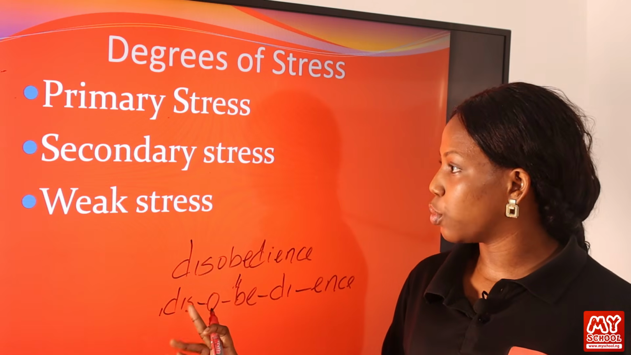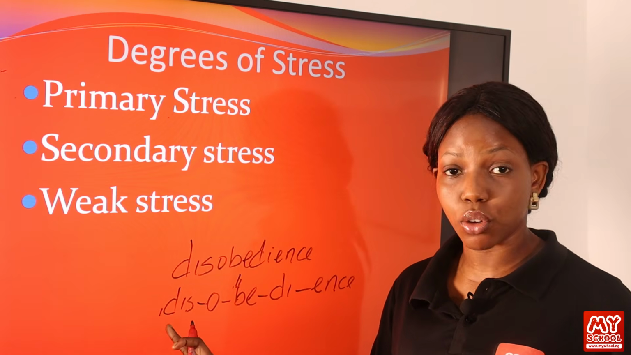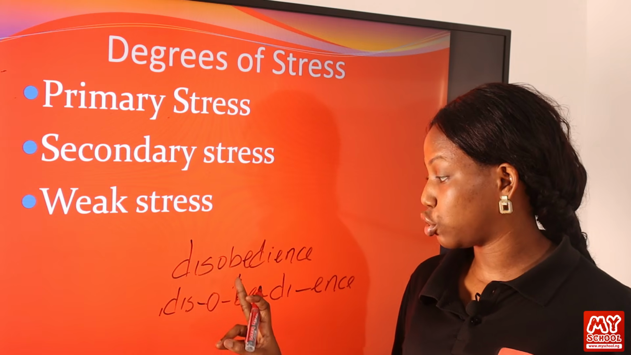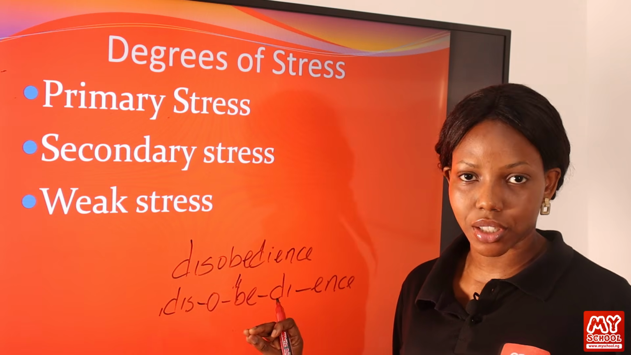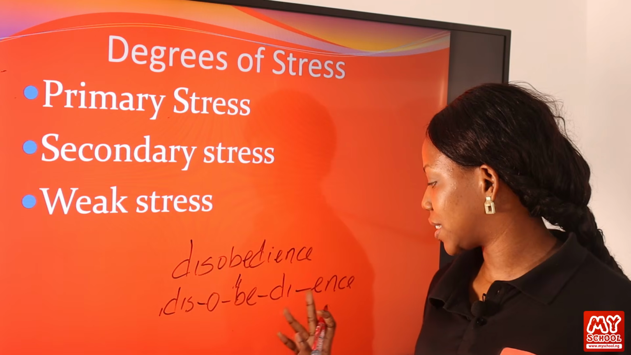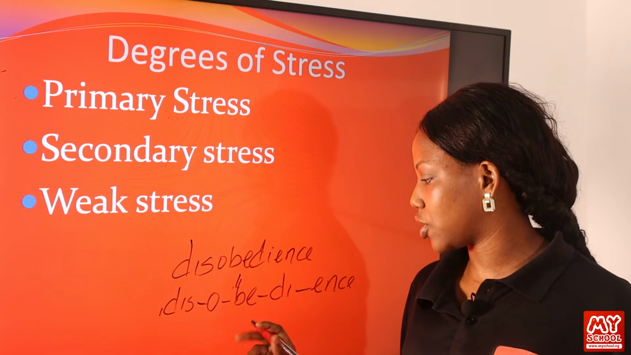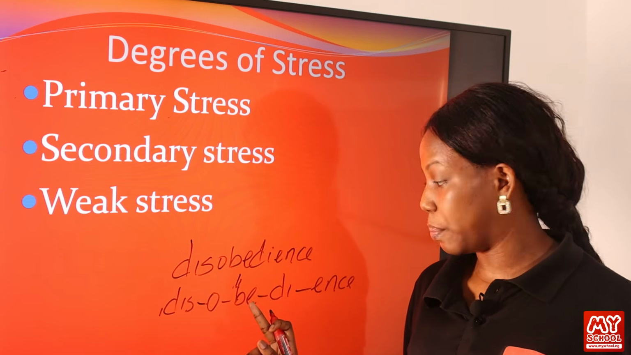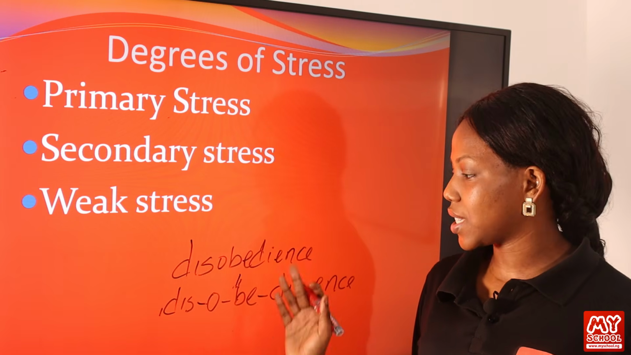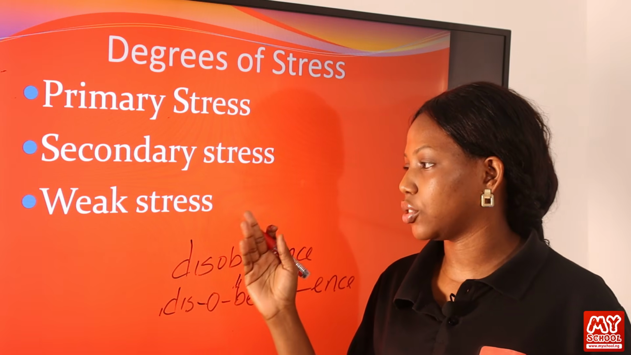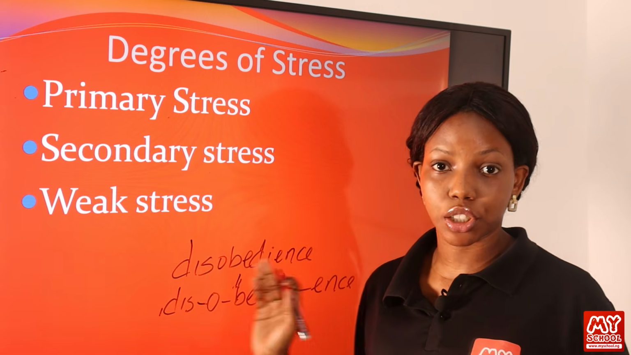But then for a secondary stress, you have the stroke below. For a primary stress, you have the stroke above, and you find this in dictionaries, okay? So disobedience is the word, and we can see that the stress is on B, okay? So this is an example of primary stress, secondary stress, and weak stress in a word.